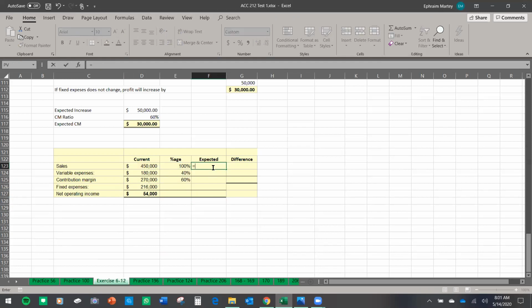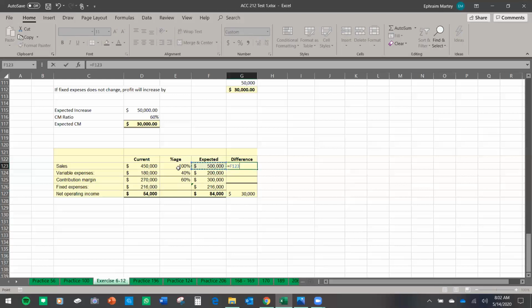Expected, we know sales is going to increase by 50,000. So this plus 50,000 gives us 500,000. And the percentage of variable cost is 40%. That gives us this. Then we subtract these two, and contribution margin will be 300,000. And the fixed expense is going to stay the same. It doesn't change. And then our new profit will be this minus that. So what is the difference on profit? This minus that one, that's 30,000. So profit is increasing by 30,000.